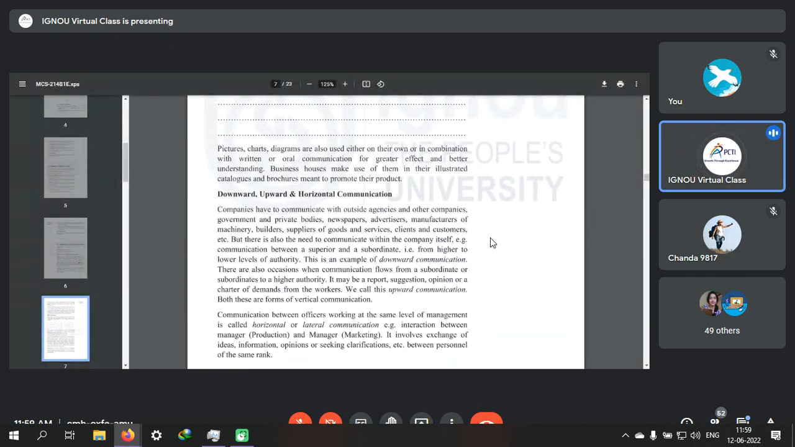For example, in upward, we are talking about your company director, management, VP, all are the upward communication. They usually send an annual report or something like that.